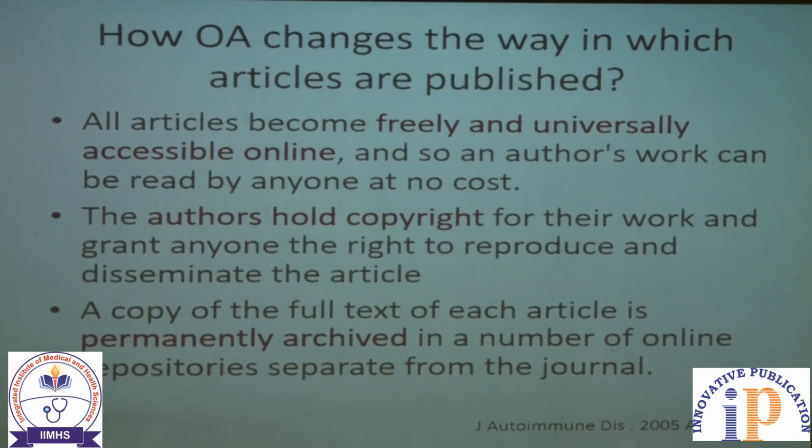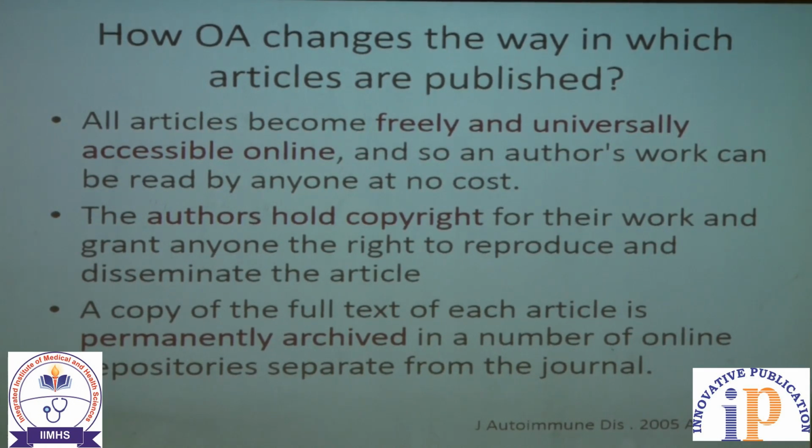So how does open access change the way in which articles are published? All articles are freely available and universally accessible. The authors can hold the copyrights for their publications, and the copies can be permanently archived not only by the publishers but also elsewhere.